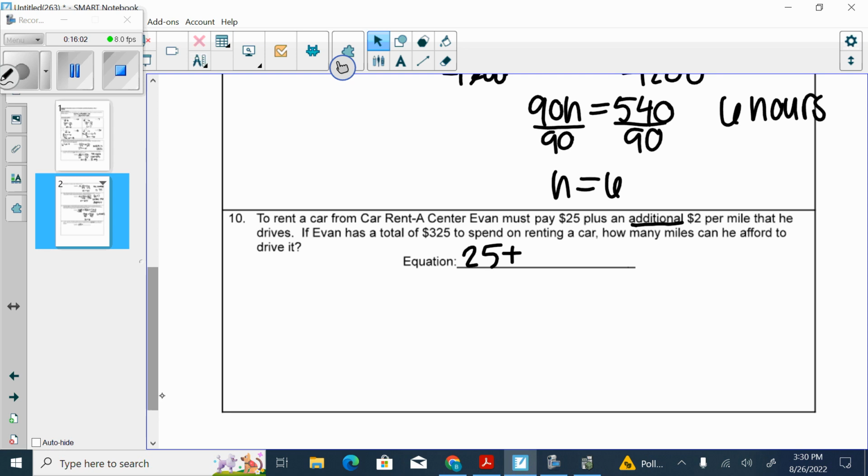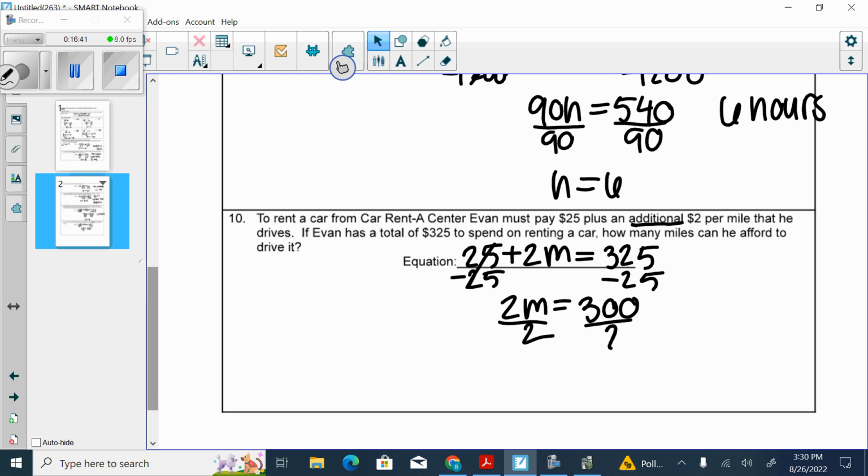Per mile. How am I going to write 2 per mile? 2M, no, we couldn't. 2 times however many miles they go. We don't know how many, right? And in the end, we find out that it ended up costing him, so I'm going to put equals that amount, right? Okay, now subtract. So 2M is equal to, good, and what? So how many miles?